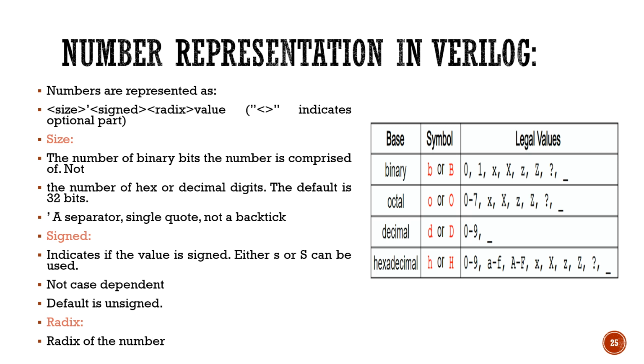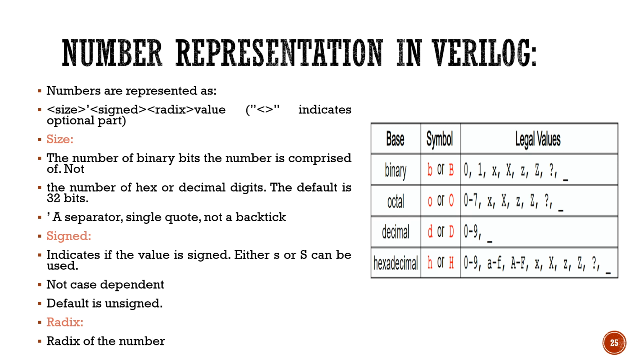This is followed by a tick, and you need to indicate the signed value and the radix of the number. The radix has four different cases: it can be a binary number, an octal, a decimal, or a hexadecimal number. Using any one of these bases, you represent the number in Verilog. I will also show an example of number representation using the ModelSim software, and we will discuss it during the laboratory sessions.